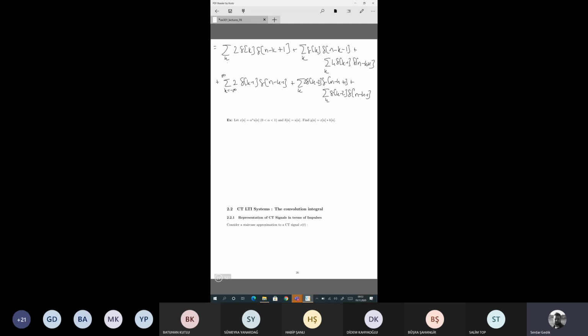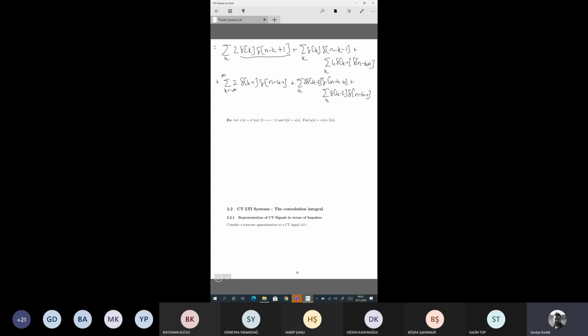I have 2 times impulse of k minus 1, impulse of n minus k minus 1 in the first summation, plus sigma 2 times impulse of k minus 2, impulse of n minus k plus 1, and the last term, impulse of k minus 2 times impulse of n minus k minus 1. So these are my actual terms. I will not analyze them one by one, but let's concentrate on the first term. It is a multiplication of 2 impulses.